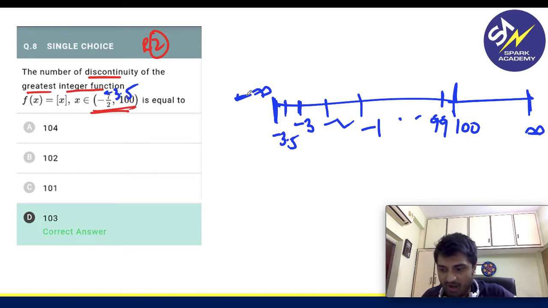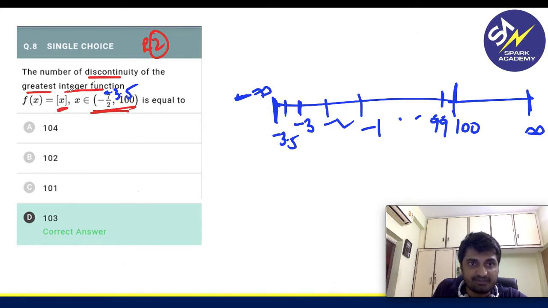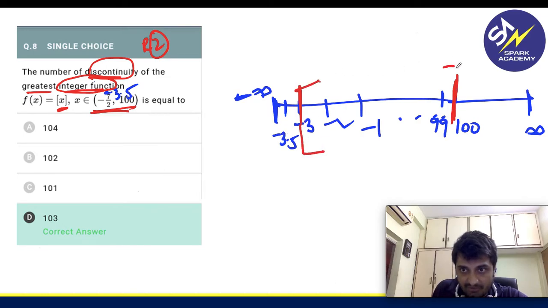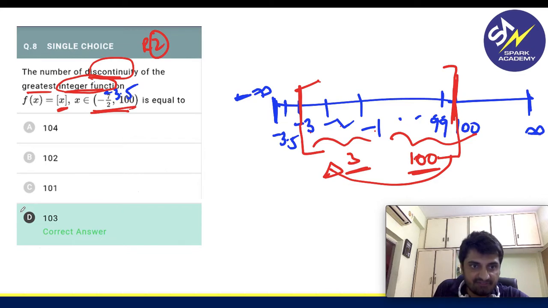Now you are expected to count, right? The greatest integer function is discontinuous on what? Integral values, right? Discontinuous means what? You are getting the same. Now observe, count the number of integers. How do I count? So basically you need to check, right? Discontinuity is at integers only. So how do I count? Minus 3 I can take, up to 100. So how many total? Minus 3, minus 2, minus 1, and 1 to 100. So these are 3. And these are 100. So answer will be 100 plus 3, 103.